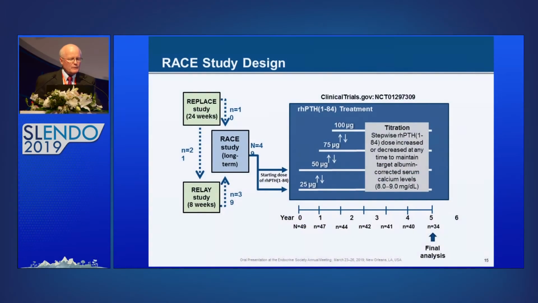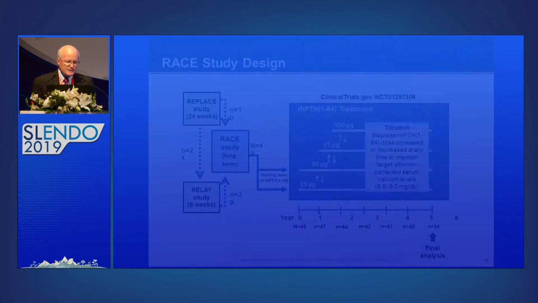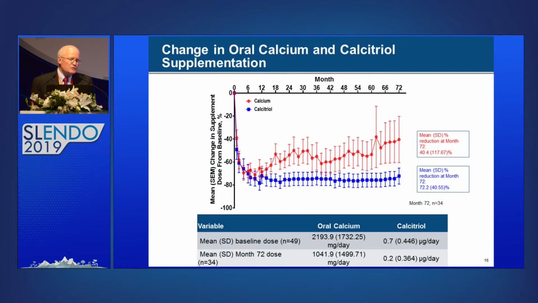I'll point out not the details of the study, but it was possible to give different doses, 4 different doses actually, of the recombinant human PTH 1-84. This shows the change in oral calcium and calcitriol supplementation during the 72 months of extension study. Calcium requirements actually increased a little bit, whereas vitamin D requirements didn't change much during the course of that 5-year follow-up. Albumin-corrected serum calcium was maintained in the range desired.